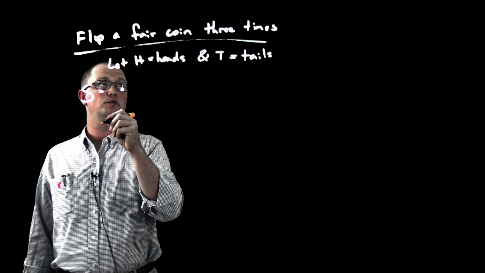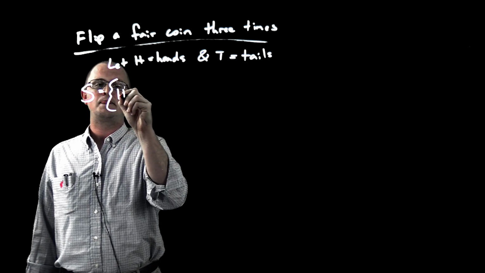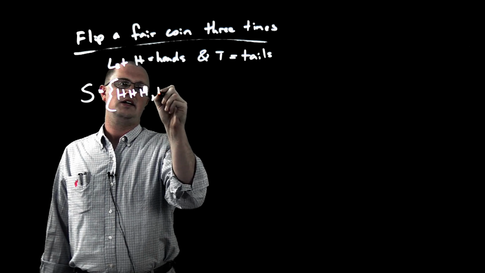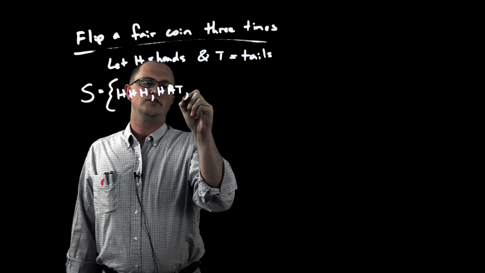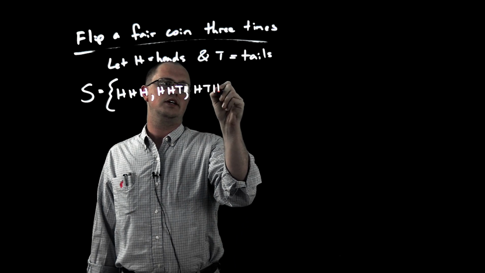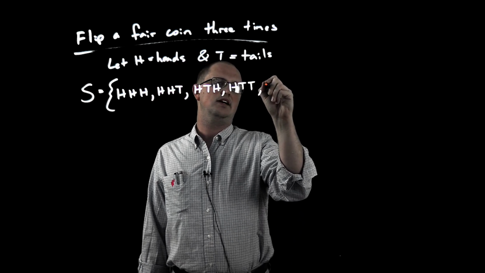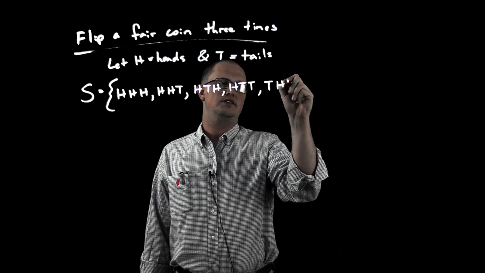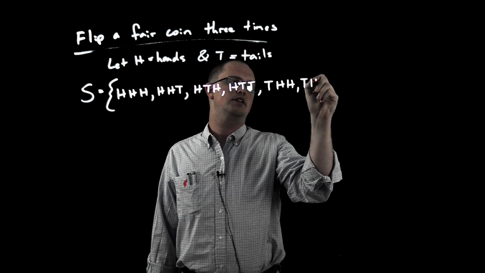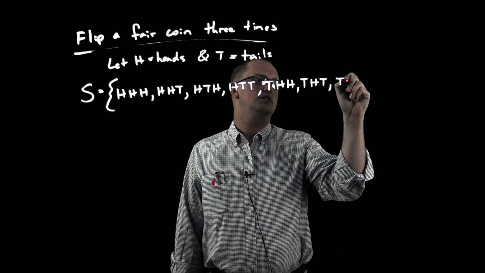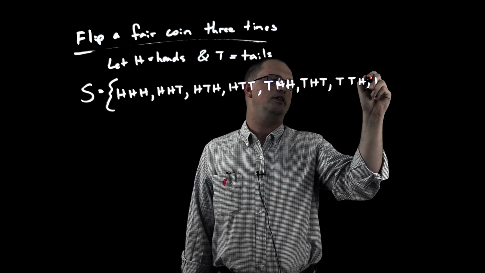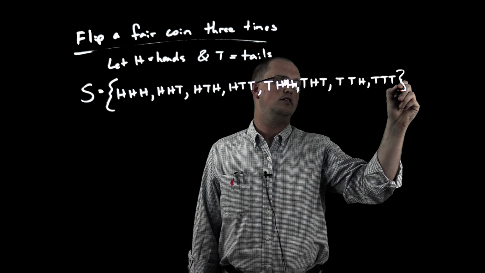The sample space for flipping a coin 3 times is heads, heads, heads; heads, heads, tails; heads, tails, heads; heads, tails, tails; tails, heads, heads; tails, heads, tails; tails, tails, heads; and tails, tails, tails.